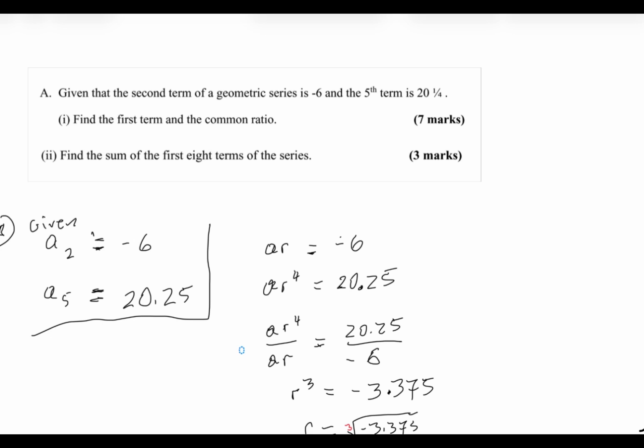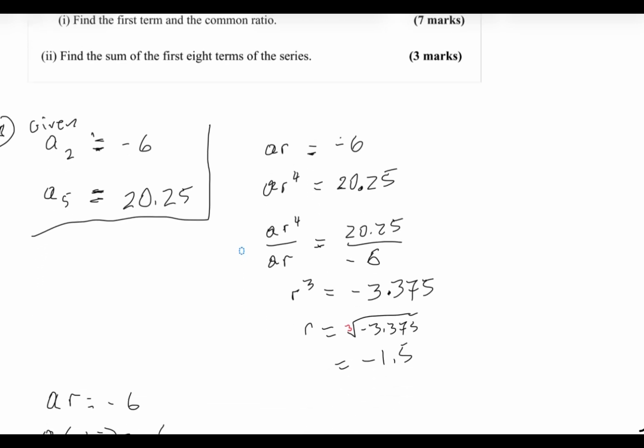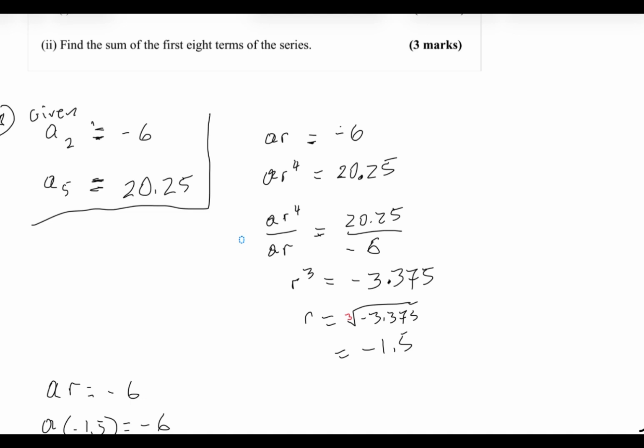The second term, a times r, is equal to -6. The fifth term, a times r to the 4th power, is equal to 20.25. We divide the fifth term by the second term. We have ar to the 4th divided by ar, which is equal to 20.25 over -6. Simplifying that, r cubed is equal to -3.375. r will be equal to the cube root of -3.375, which is equal to -1.5.